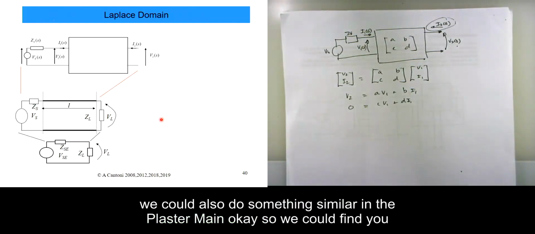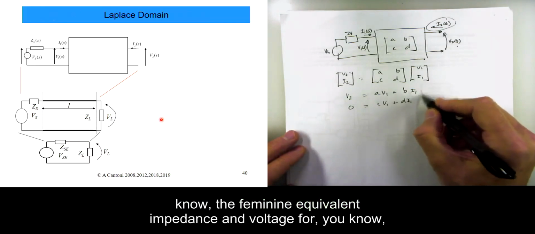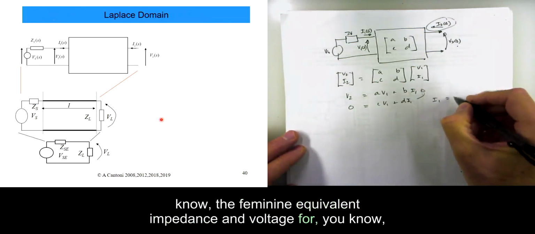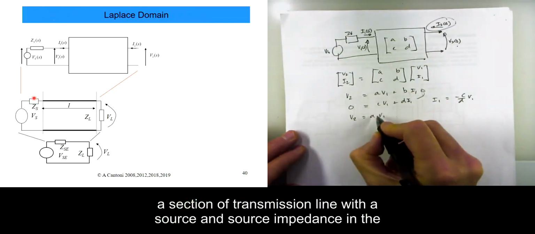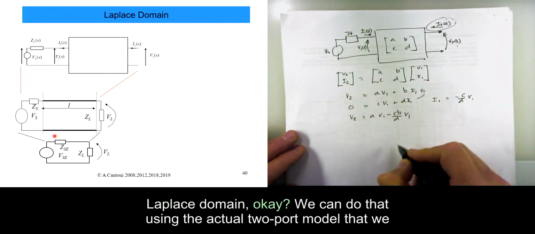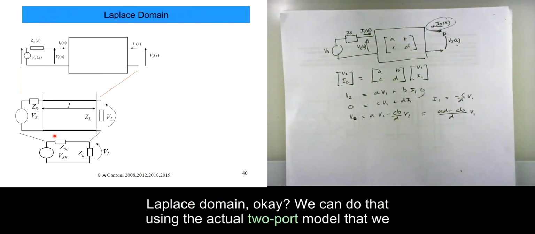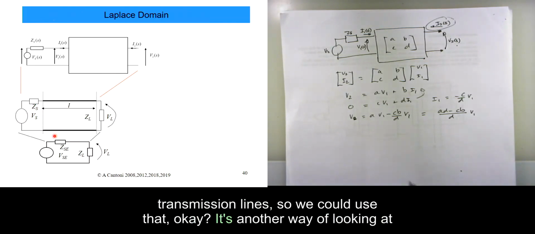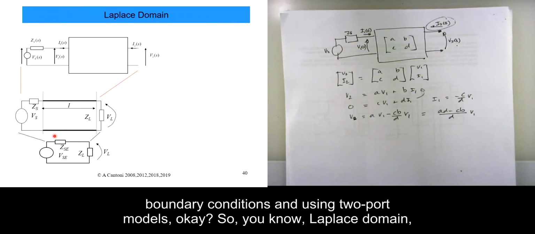So now we could also do something similar in the Laplace domain. We could find, in the Laplace domain, the Thevenin equivalent impedance and voltage for a section of transmission line with a source impedance. We could do that using the two-port model that we already have for a transmission line in the Laplace domain. It's another way of looking at boundary conditions and using two-port models.